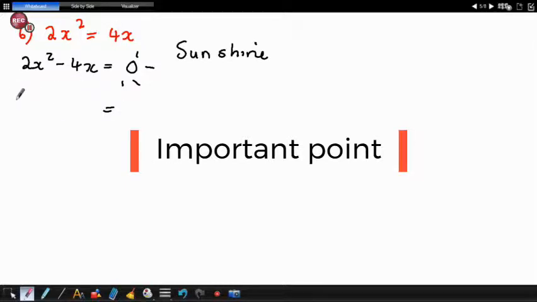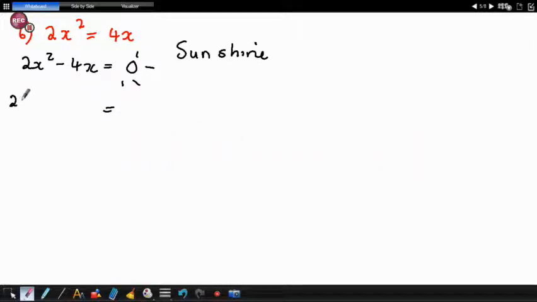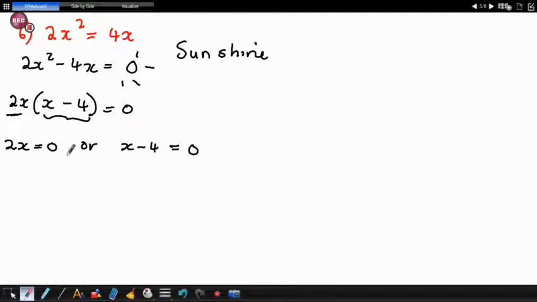Now, on the left-hand side, I am going to take out the 2x, and I'll be left with x minus 4 equal to 0. So I'm going to say, okay, for this equation to be equal to 0, either this is equal to 0 or what's inside the brackets is equal to 0. So I have 2x is equal to 0, or that bracket x minus 4 is equal to 0.